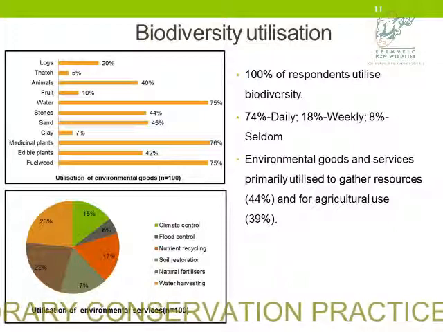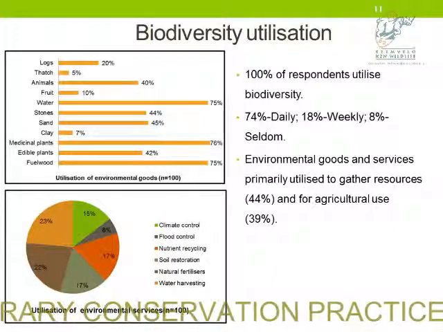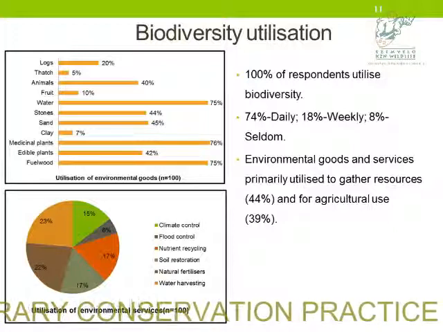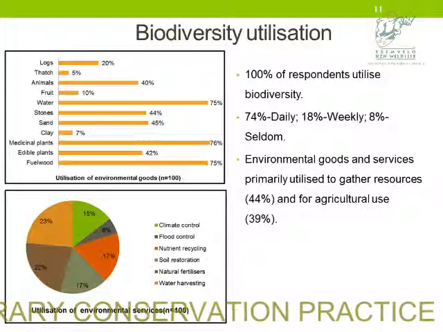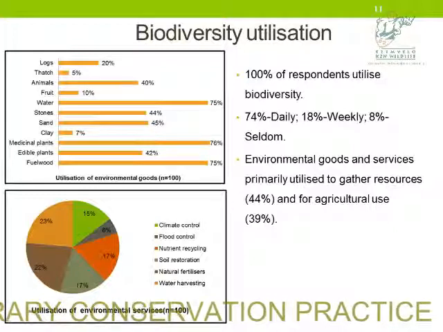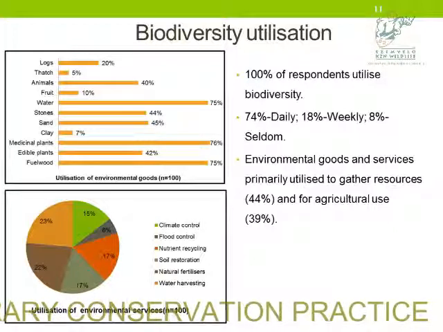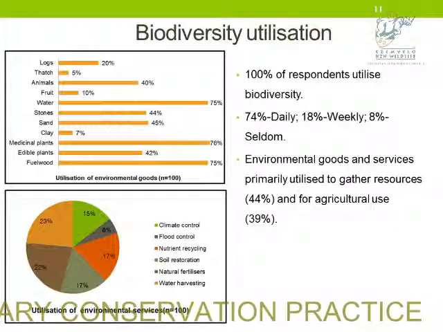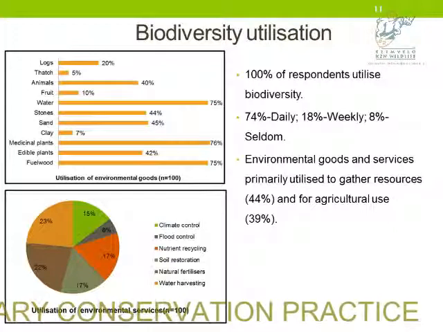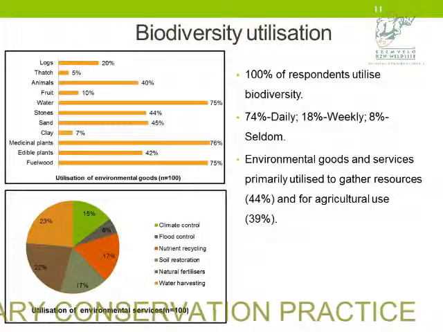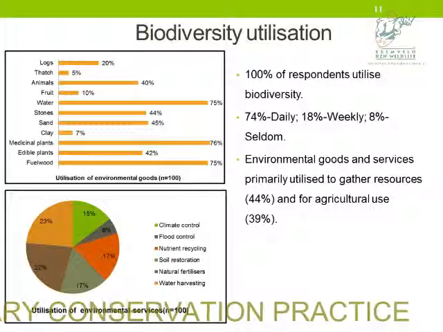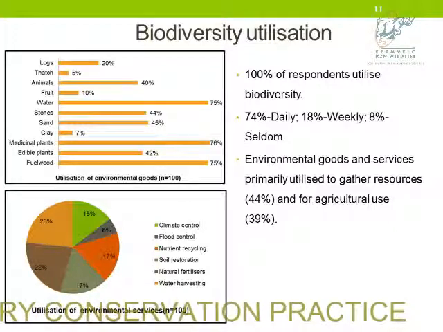If we isolated and looked specifically at the utilization of the goods themselves, we see that the most dominant uses were water, medicinal plants, and fuel wood, while the least utilized goods were for thatch and clay. In terms of the environmental services, 22% of respondents had said that the surrounding biodiversity actually gives some form of water harvesting or natural fertilizers.